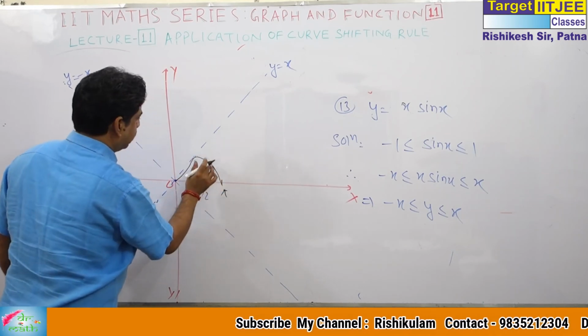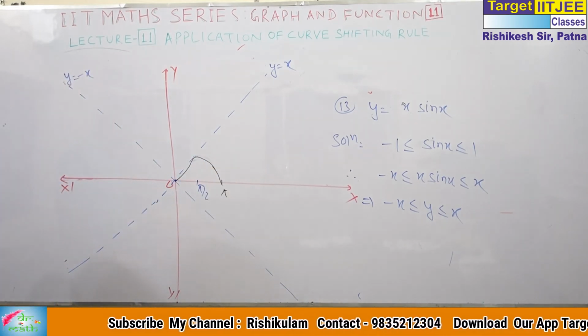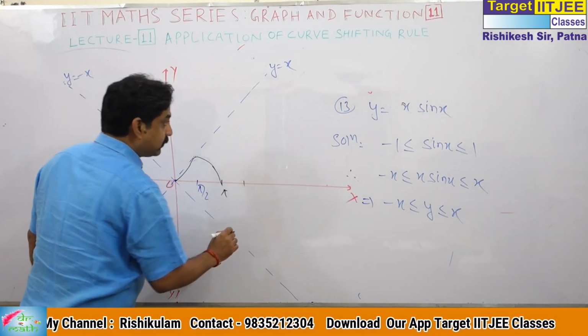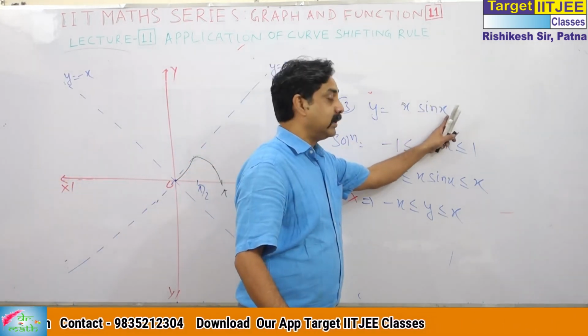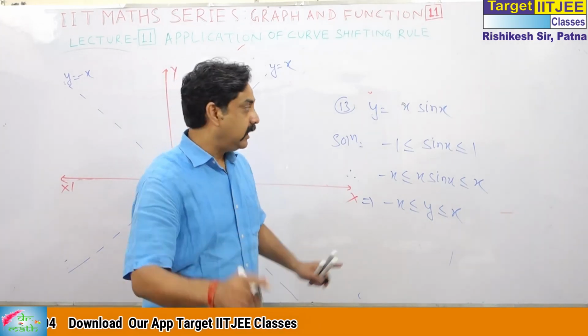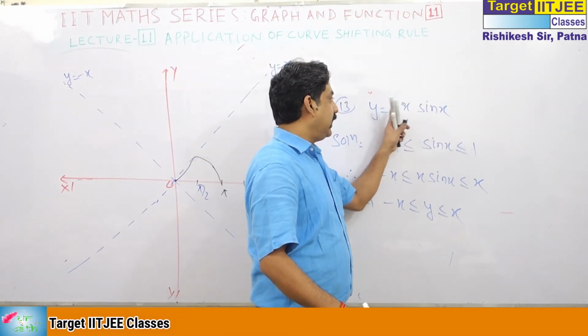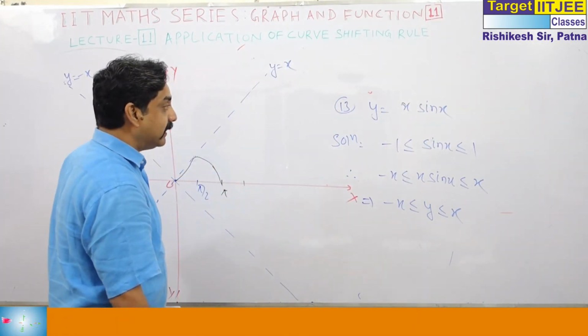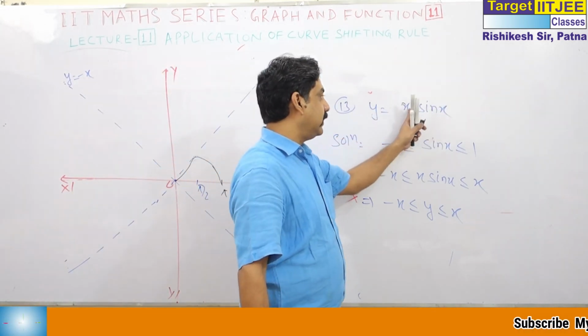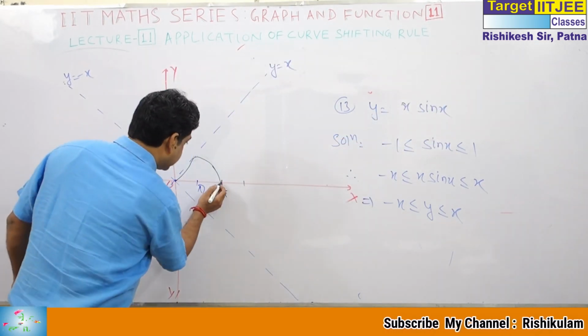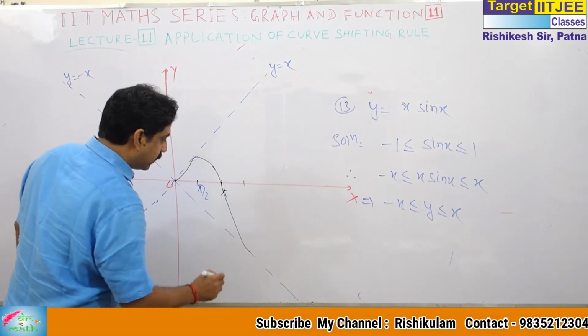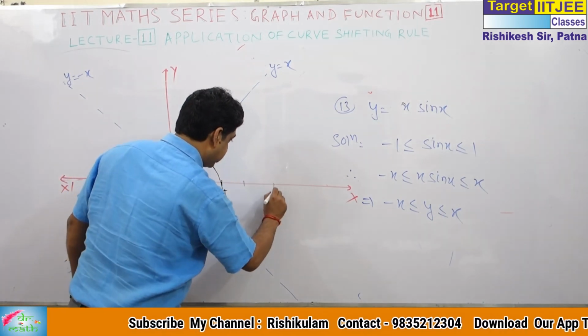And now I am almost correct. What is it at 3 pi by 2? At 3 pi by 2 this is minus 1. Now this is interesting. Since this is minus 1 at 3 pi by 2, it will touch y is equal to minus x. So this will touch here. And what is it at 2 pi? This is 0.